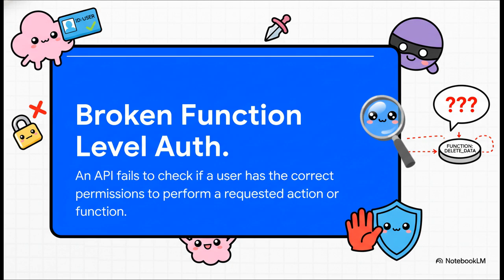But authorization is all about what you're allowed to do. BFLA is what happens when the API says, yep, this is a valid user, but then completely forgets to ask, but is this user allowed to delete the entire database? It misses that second crucial step.